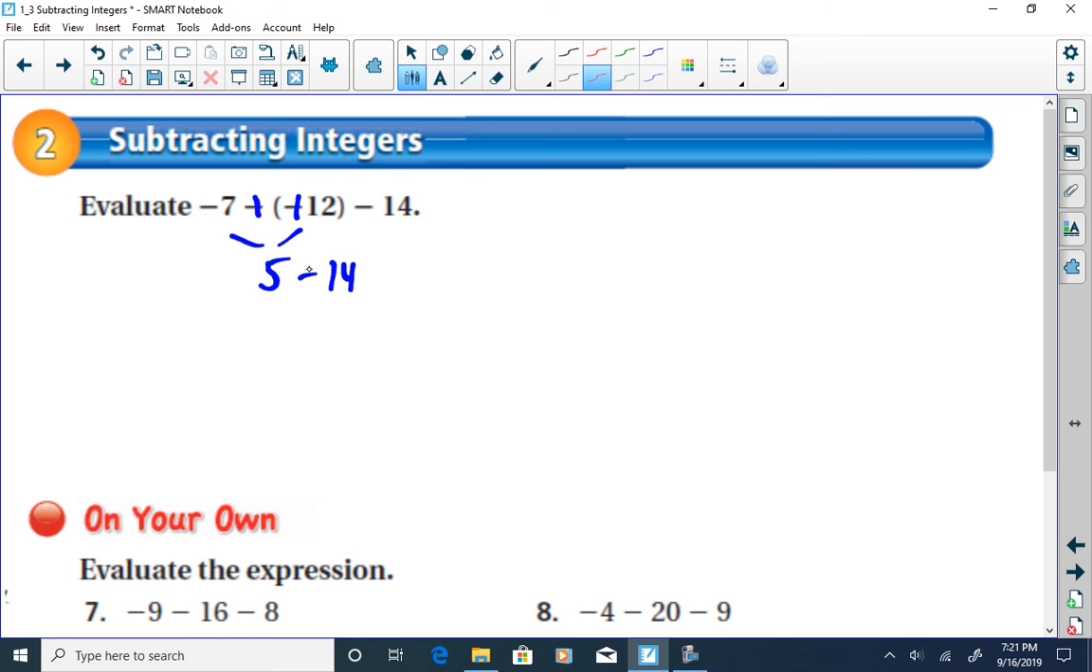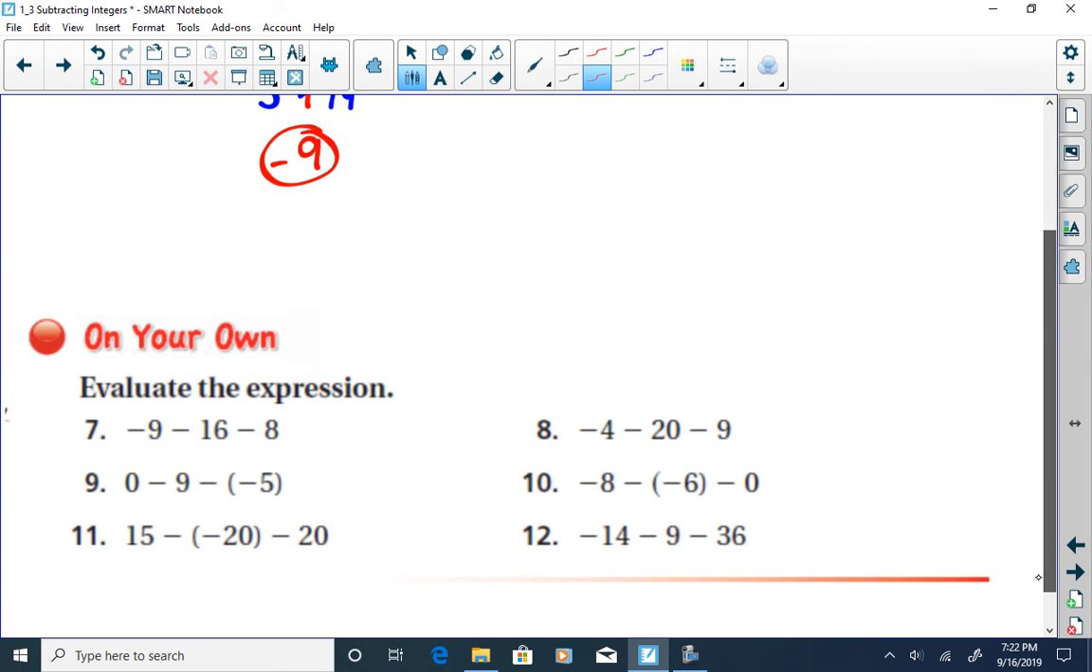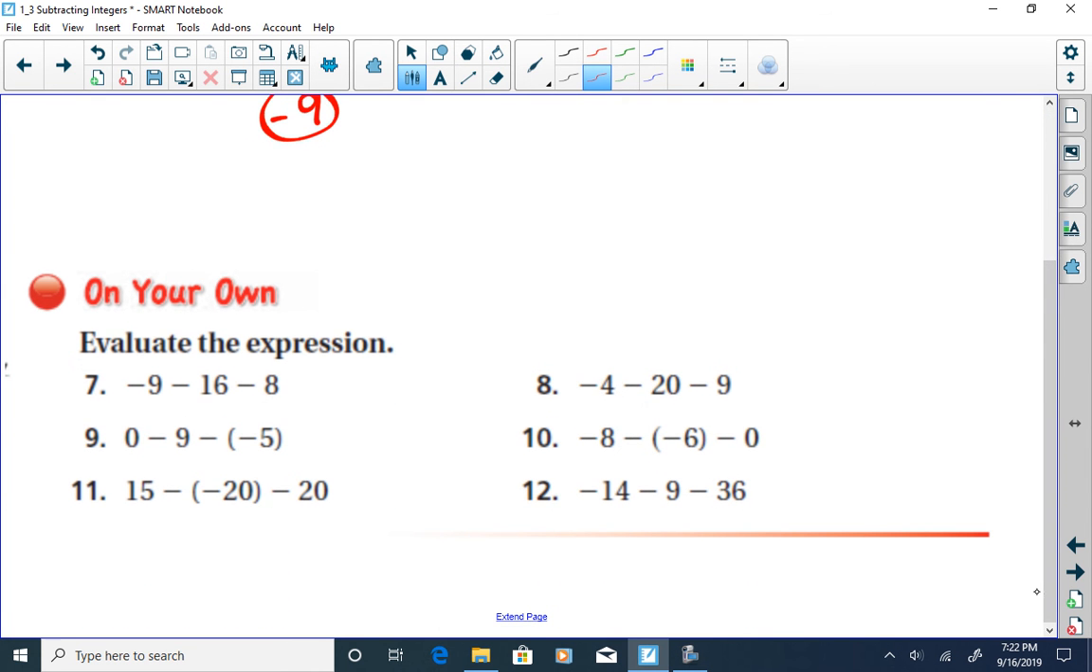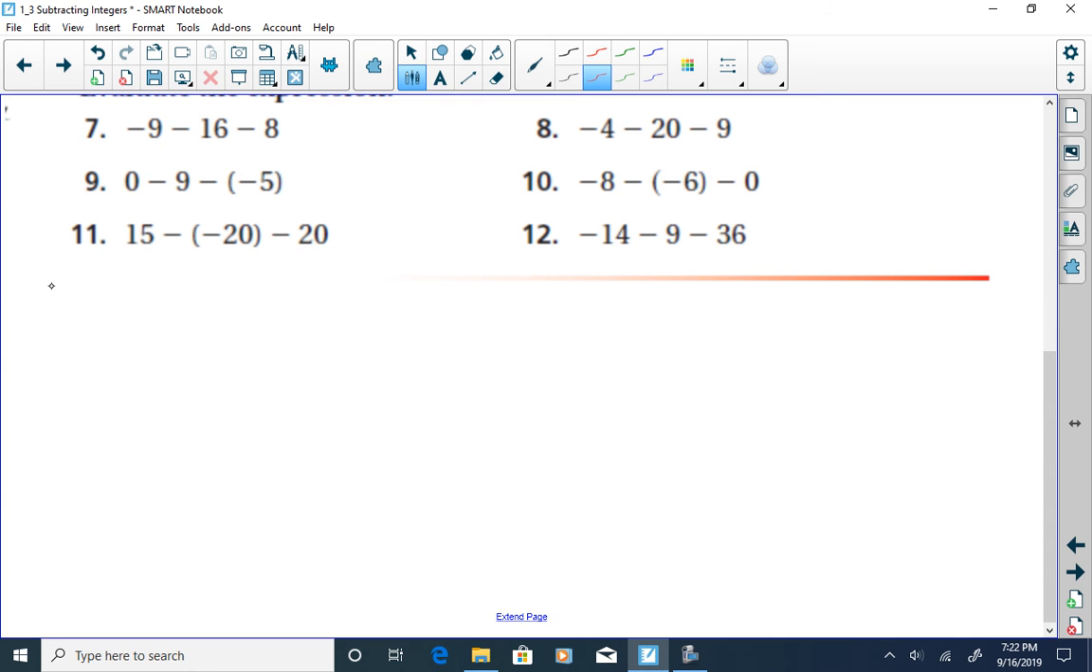5 take away 14. We use the additive inverse, so we add the opposite. That's going to be 5 and negative 14. That's going to be 9. When we subtract 14 and 5, it's going to be negative 9 because there's more negative than there are positive. All right?